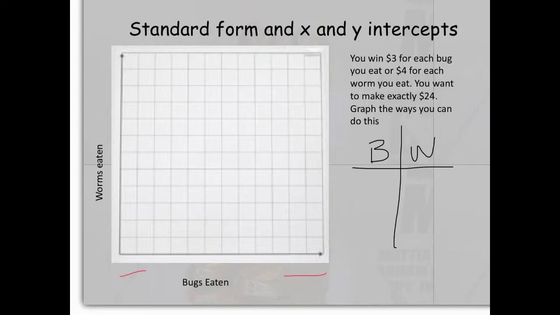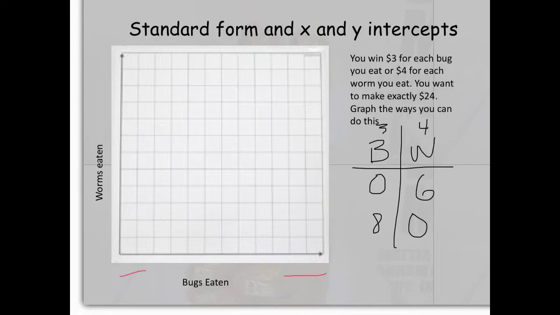What if you eat no bugs? Bugs you get paid $3, worms you get $4. So you want to make exactly $24. You can do that by eating worms for $4, and you can eat 6 of those, because 6 times 4 will give you 24. Or the other extreme is eating no worms. And if you eat no worms, 3 times 8 will give you 24. This will help us graph it because it tells us our x and y intercepts.